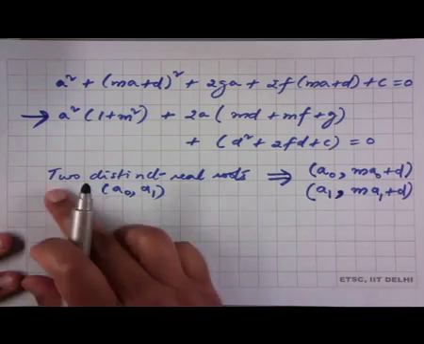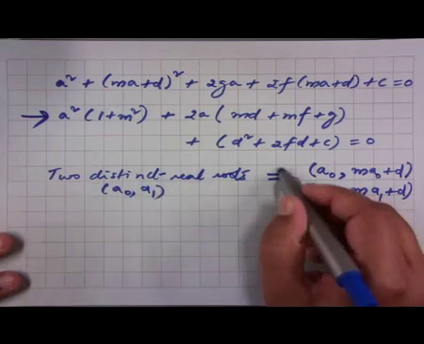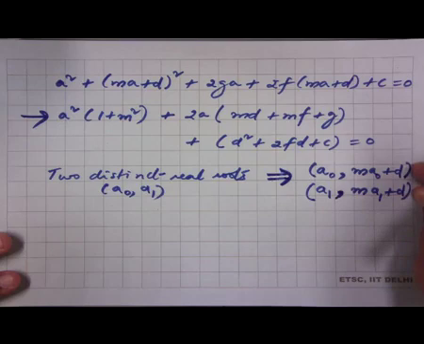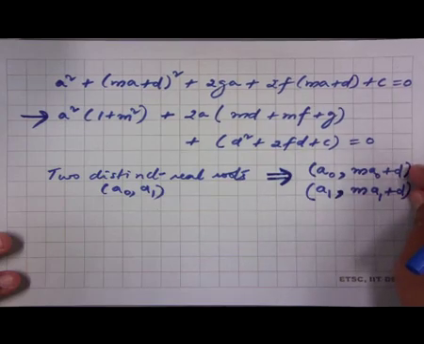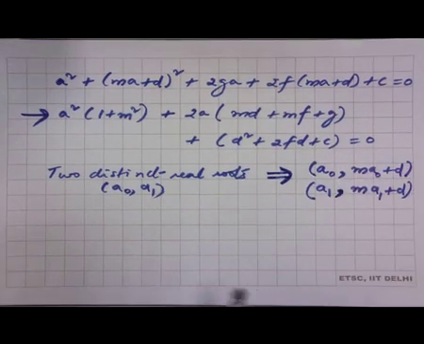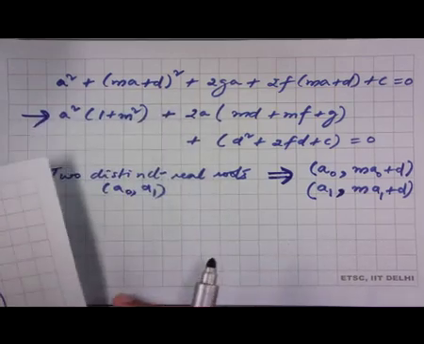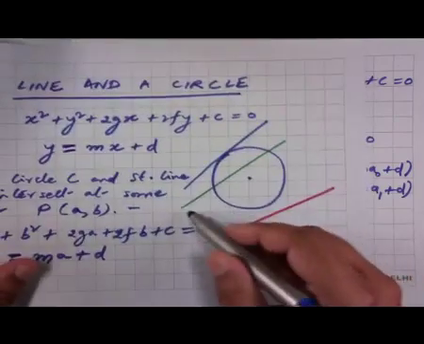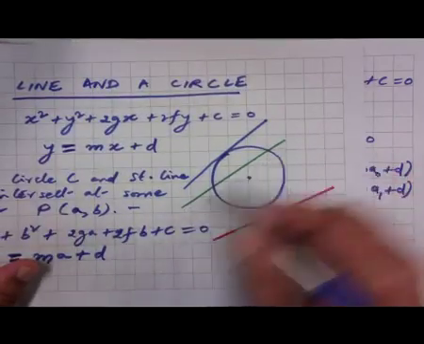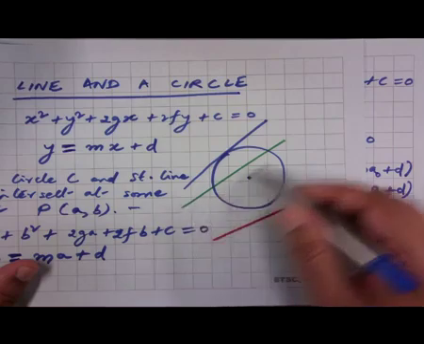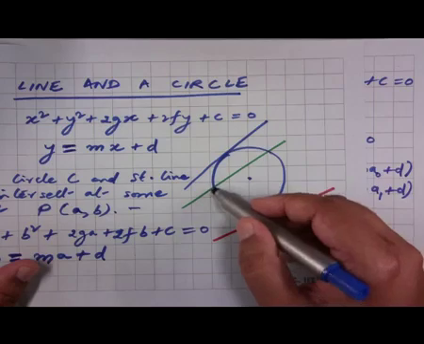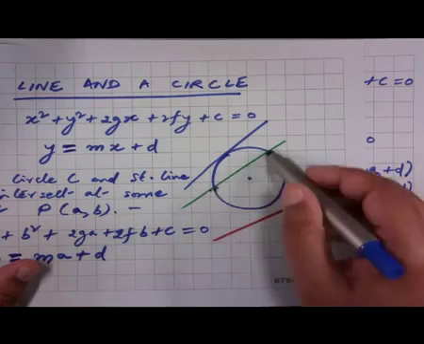So, when we have two distinct real roots, we will have two different points where the straight line is going to intersect the circle. That will correspond to this case where we have the green line cutting this circle at two different points, two distinct points.